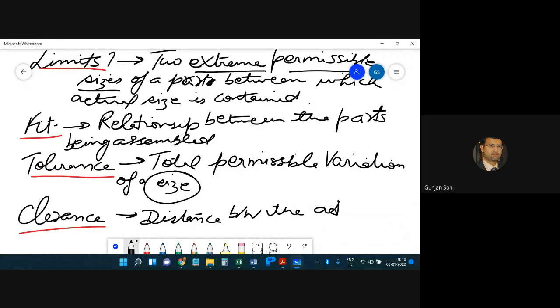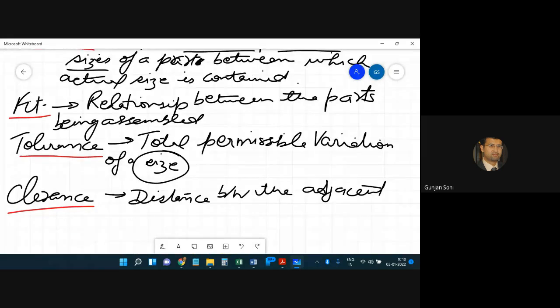Distance between the adjacent surfaces of mating parts.